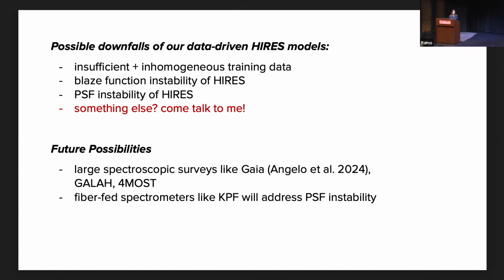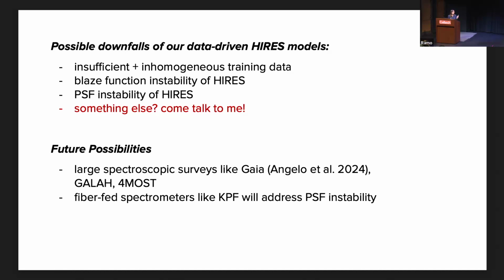We're starting to think about ideas for why this might be happening. It's possible that it's difficult to assemble homogeneous training data at high resolution. There's also Blaze function and point spread function instability in that instrument. If people in this room have trained data-driven models and maybe run into this before, I'd love for you to come talk to me, because we're still trying to figure out why this isn't working.